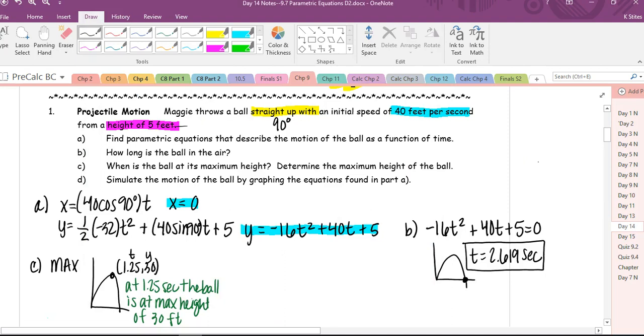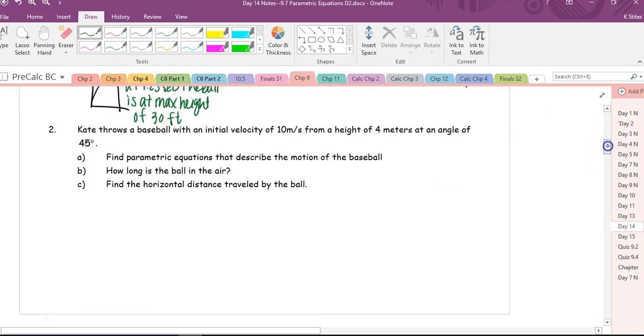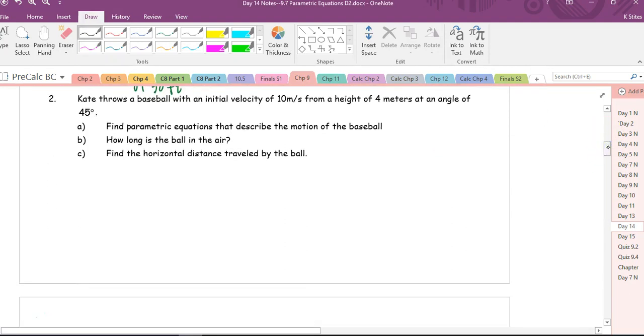Cool. All right, let's go on to the next question. Kate throws a baseball with an initial velocity of 10 meters per second from a height of 4 meters at an angle of 45 degrees. Notice you have new units. So there's your starting height. There's theta. Parametric equations are always x equals and y equals.